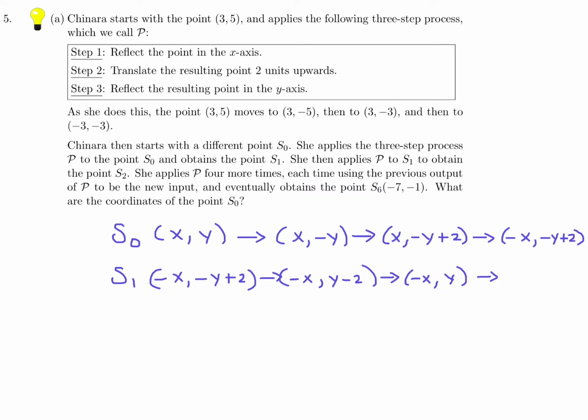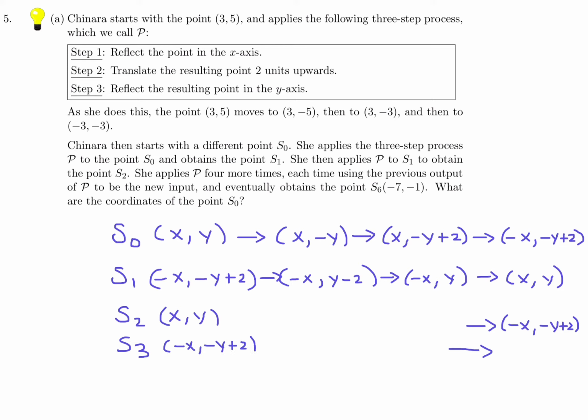And then step 3, which is reflecting it in the y-axis. When you do that, the y-coordinate doesn't change, and you multiply the x-coordinate by -1, so this becomes x, and that's just y. So it looks like I started right back here. So S2 is (x, y). And then when you go through this whole thing, it's going to be this again: (-x, -y plus 2). So that's S3. And then when you go through this whole thing, it'll be (x, y), and that will be my S4.